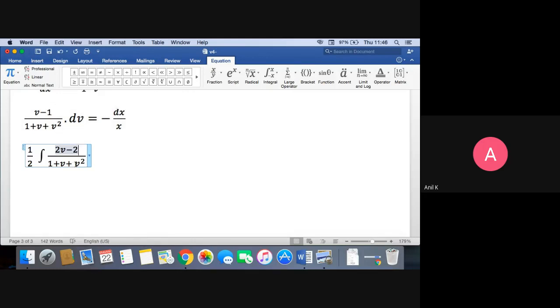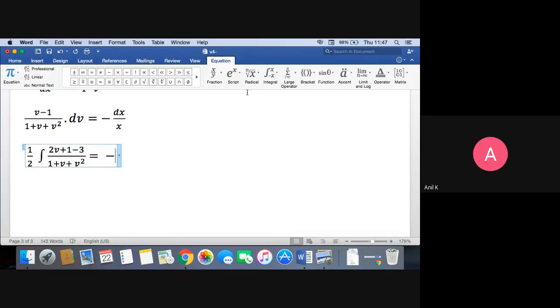But the differentiation of the denominator is 2v plus 1. So if you want 2v plus 1, after 2v I'll add plus 1 and subtract 1. Adding and subtracting the same term is not going to change your equation. So minus 1 minus 2 will become minus 3. That is the reason why I kept minus 3 directly. Okay, so we can do that step by step.